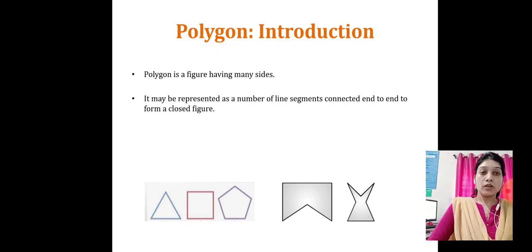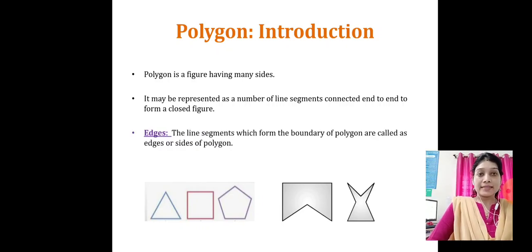In that polygon, the line segments are connected to each and every vertex, and it is forming a closed figure. Whenever there are 3 or more vertices and edges, then we can say that the shape is a polygon, but it should be a closed figure. So what are the edges? The line segments which form the boundary of the polygon are called the edges or sides of the polygon. Whenever we join points by line segments, those points are called the vertices of that polygon.